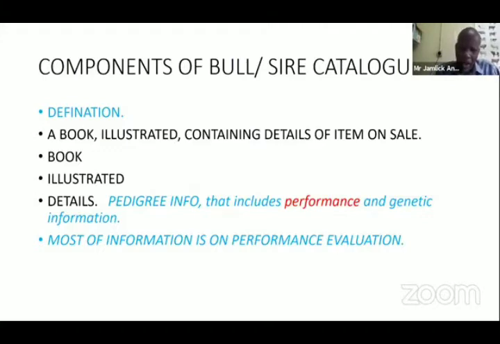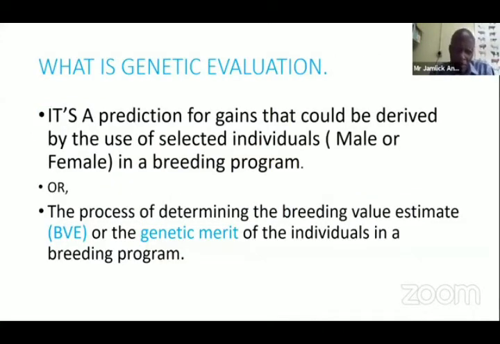Therefore, today, I feel it will not be possible to understand this catalogue without understanding what genetic evaluation is. Genetic evaluation is basically a prediction of the gains that could be derived by the use of selected individuals. If you are talking of a male and a female in any breeding program, what gains are you going to derive if you select particular individuals for breeding purposes? That is basically what genetic evaluation is. You can also define it as a process of determining the breeding value estimate or the genetic merit of an individual in any breeding program.